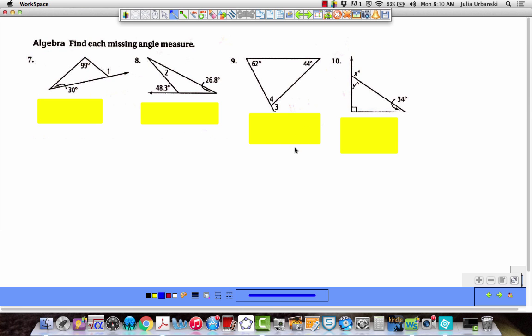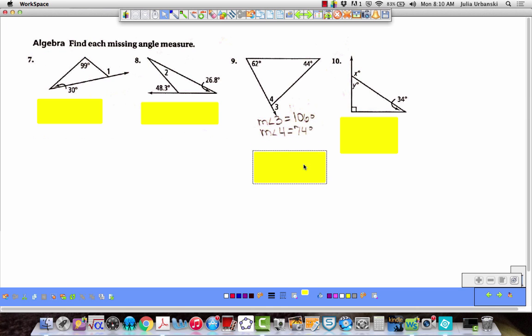What did you get for, let's say, angle 3? And then how did you find angle 4? 180 minus 182. Yep. Subtract from 180. So it works whether you're dealing with the inside of a triangle, which is 180, or whether you're dealing with a straight line as 180. It works both ways. Number 10. What did you get for x? 124. What did you get for y? 56 degrees. Any questions on those?